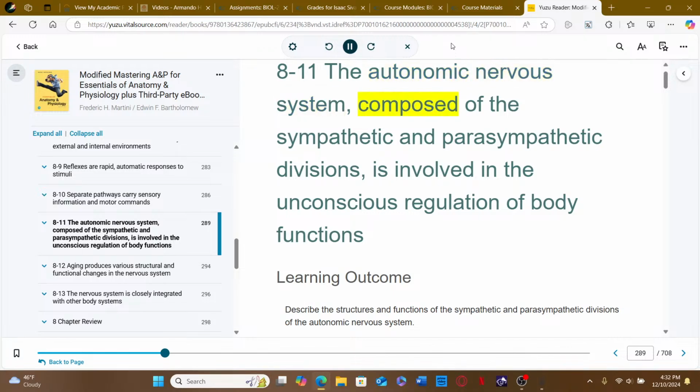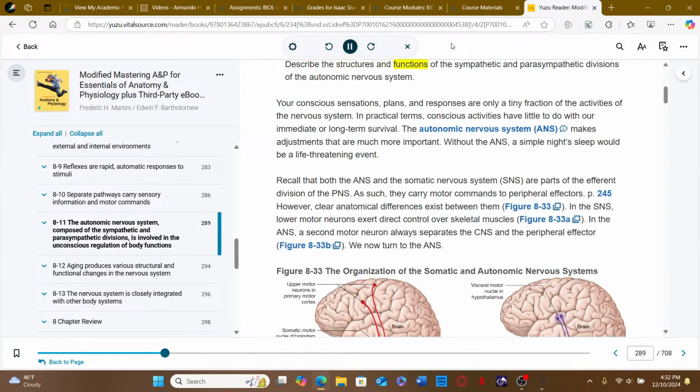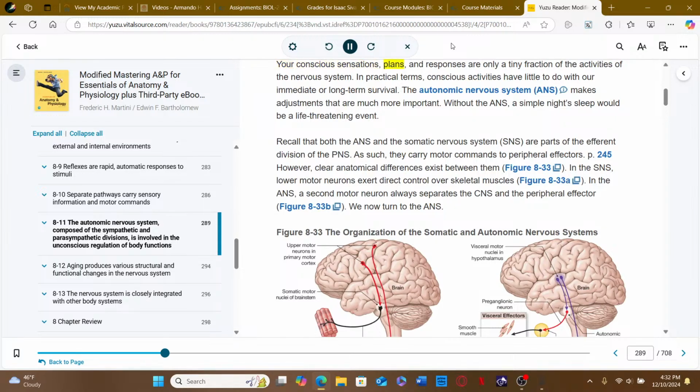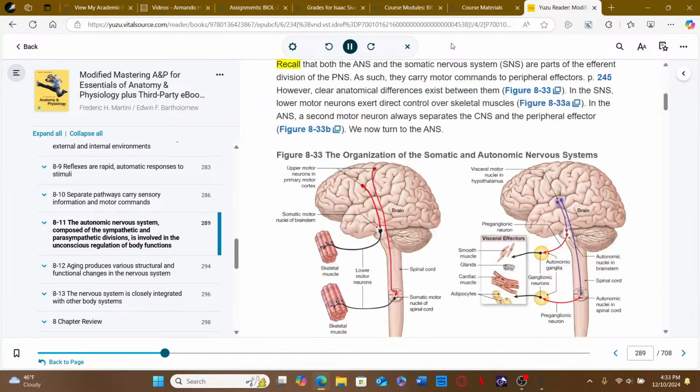8-11. The autonomic nervous system, composed of the sympathetic and parasympathetic divisions, is involved in the unconscious regulation of body functions. Learning outcome: Describe the structures and functions of the sympathetic and parasympathetic divisions of the autonomic nervous system. Your conscious sensations, plans, and responses are only a tiny fraction of the activities of the nervous system. In practical terms, conscious activities have little to do with our immediate or long-term survival. The autonomic nervous system, ANS, makes adjustments that are much more important. Without the ANS, a simple night's sleep would be a life-threatening event.